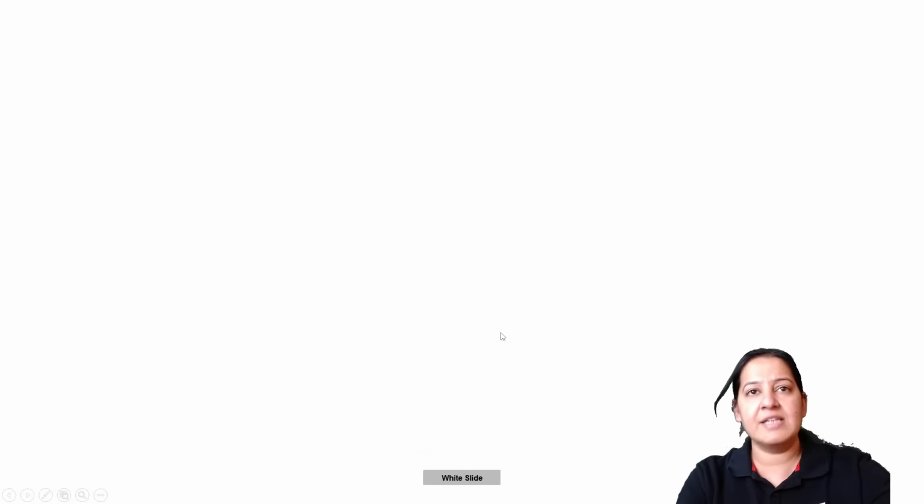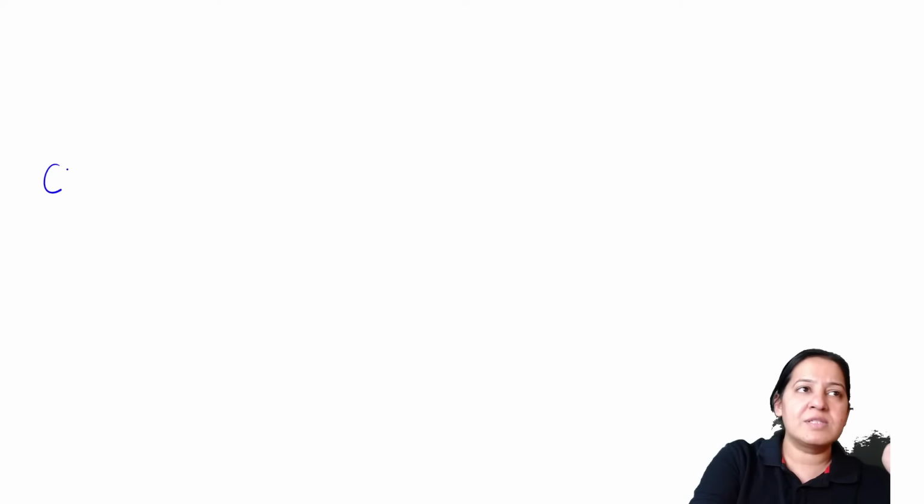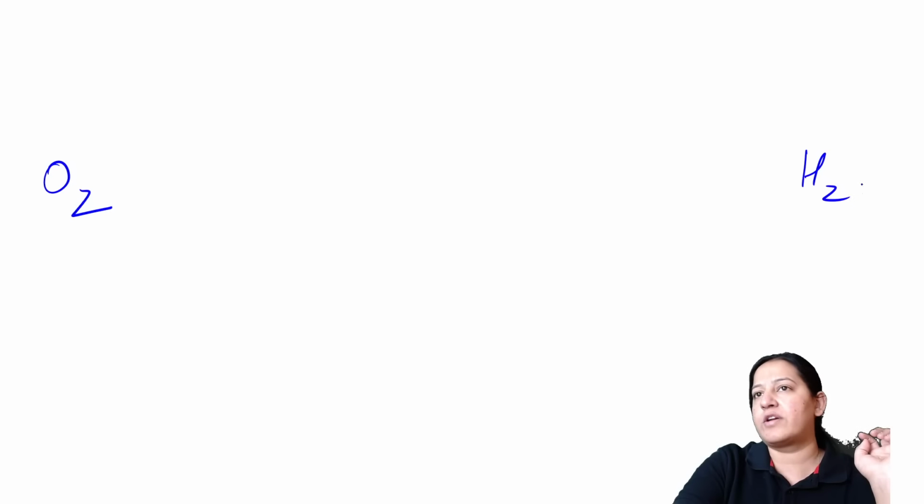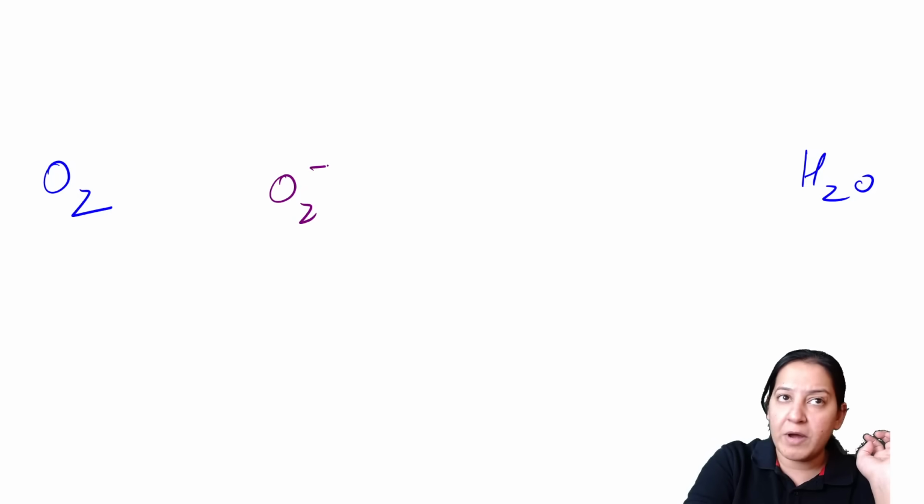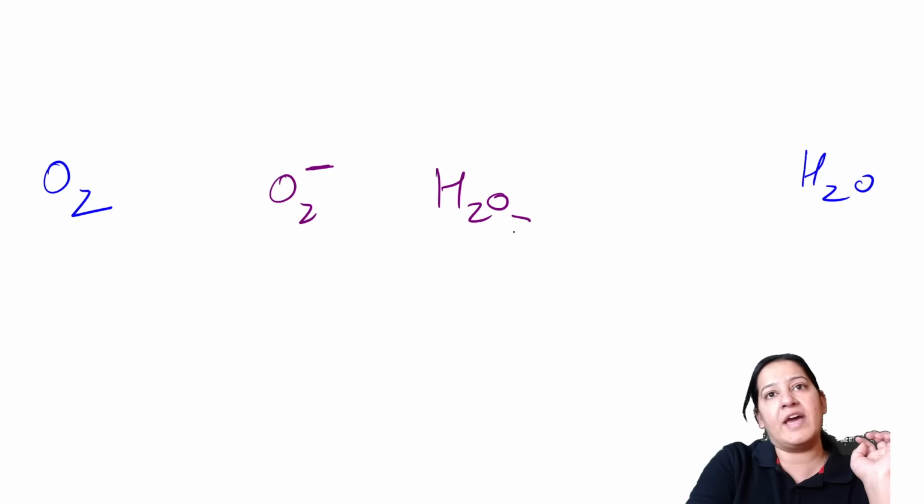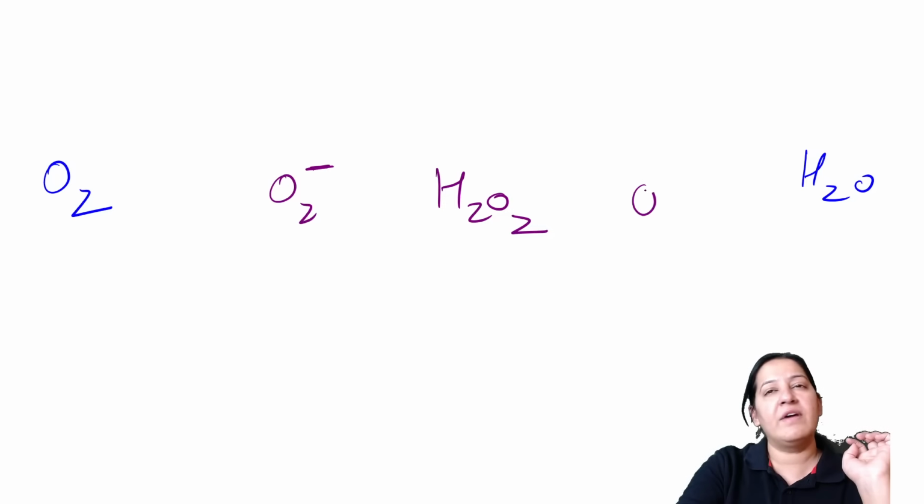Let me write it. I guess you will be more comfortable here. So this is oxygen. It will get converted into water by formation of three intermediates. What are the three intermediates? The first is superoxide ion, then H2O2, and the third one is OH negative ion.